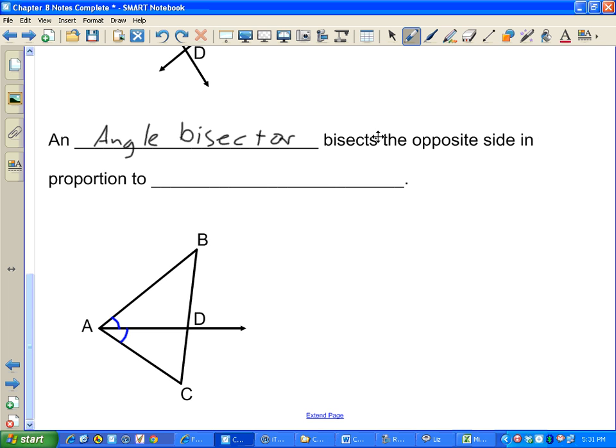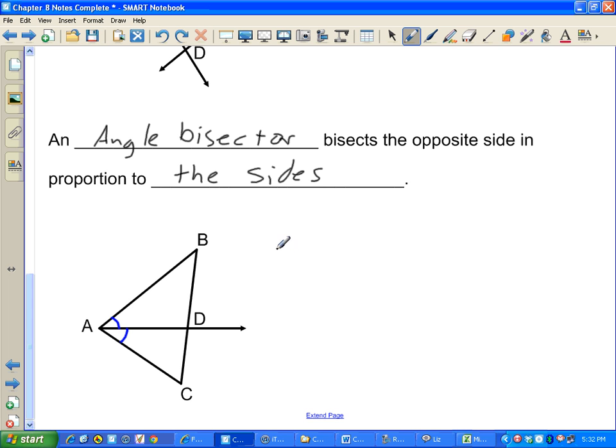Bisects the opposite side in proportion to the sides. All right, so what that means is this angle bisector is going to split this side up, but it's going to do it in such a way that I could make a fraction out of this side with this, or this piece with this side, and have it be the same as this piece and this side.